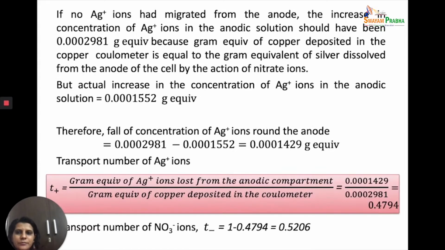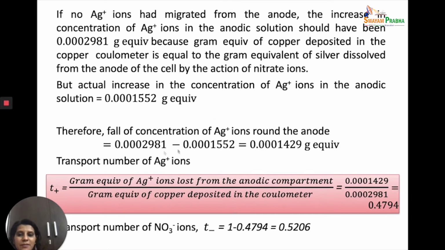and we get the value of gram equivalent. Now if no silver ions had migrated from the anode, the increase in the concentration of silver ions in the anodic solution should have been 0.0002981 gram equivalents, because gram equivalents of copper deposited in the copper coulometer is equal to the gram equivalents of silver deposited from the anode of the cell by the action of nitrate ions. But the actual increase was only 0.0001552 gram equivalent.